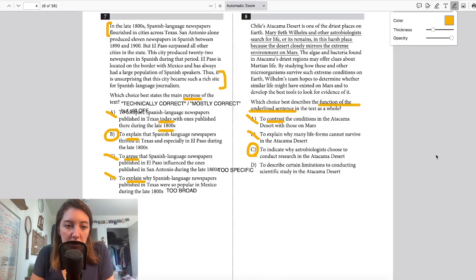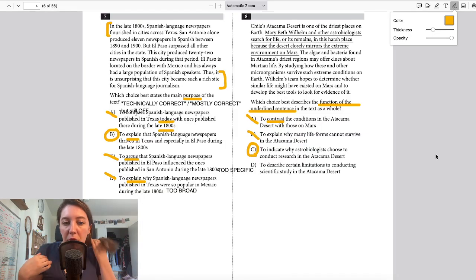So the way I would get around this is by saying, at this point, we aren't getting into the nitty gritty of what the limitations for study are. We're getting into the limitations of life in this area, but there's no details, right? It's just, it's hard to live there.